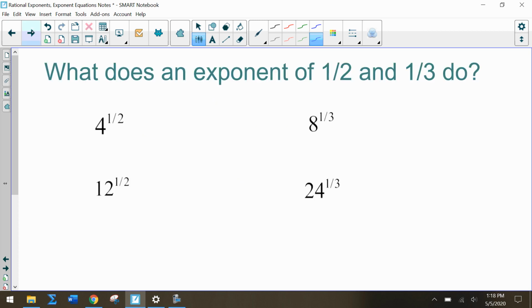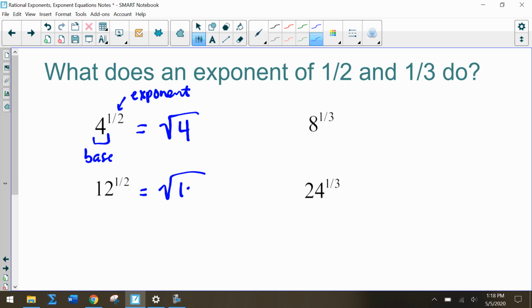Okay, so now we're going to talk about exponents. What does an exponent of 1/2 and 1/3 do? So 4 to the 1/2 is the same thing as saying take the square root of 4. 4 is a base. 1/2 is the exponent. So if the exponent is 1/2, that's equivalent to a square root. So let's look at the one below it. We have 12 to the 1/2. So that is the square root of 12.